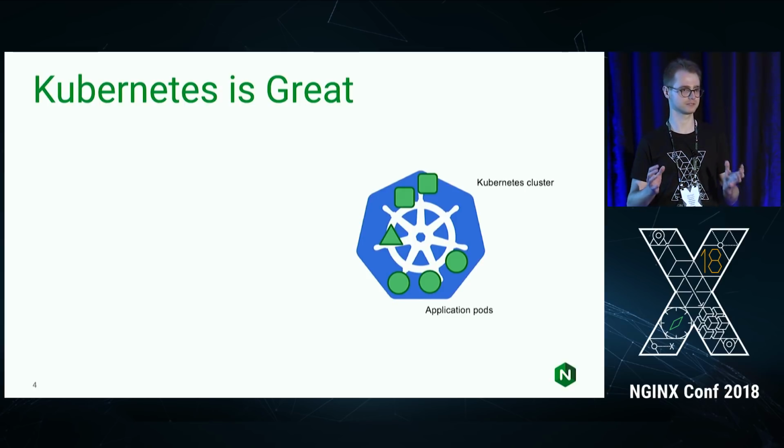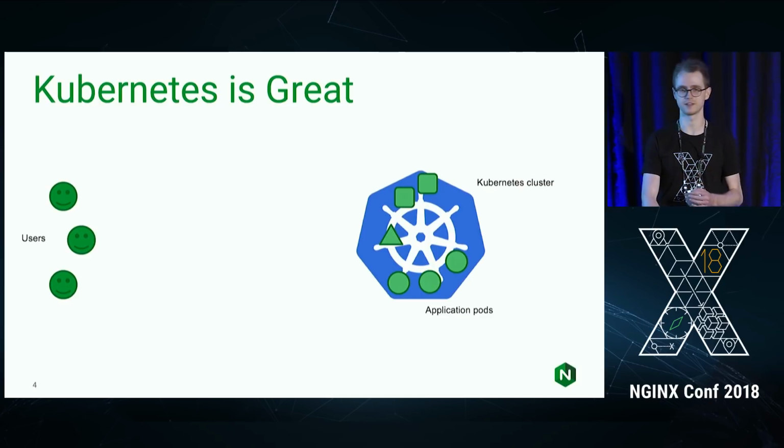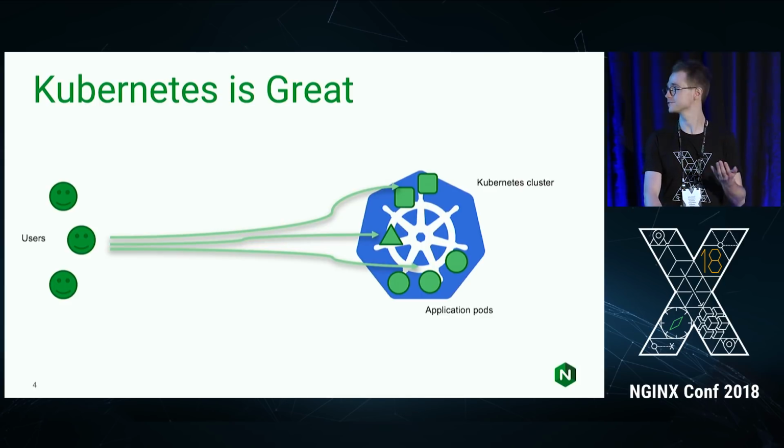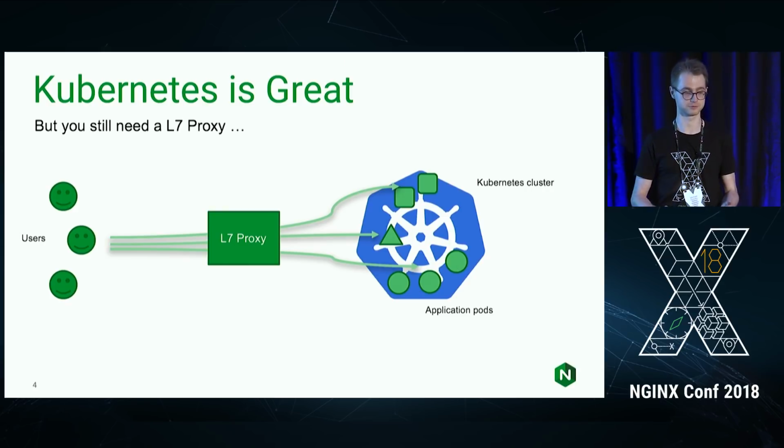It also has built-in features to connect those applications together using built-in service discovery and load balancing. And it also supports stateful applications. So there are many features that make Kubernetes great. But at the end of the day, you still have users, and for those users, you want to deliver those applications. And to do that, you still need to have at least a layer 7 proxy.